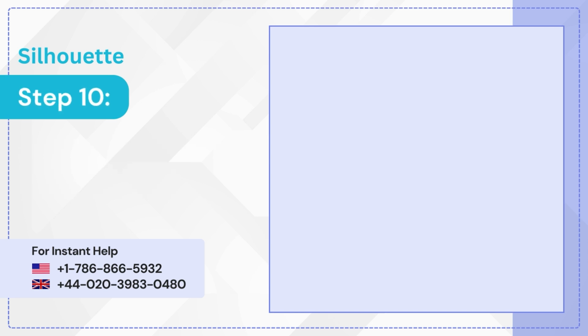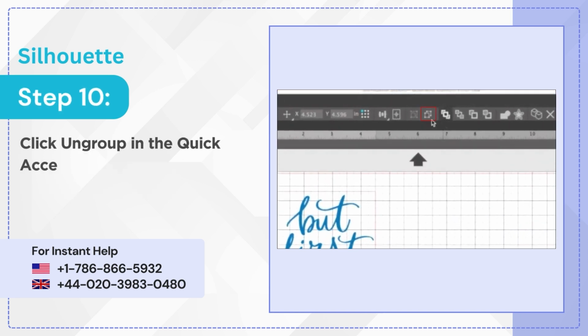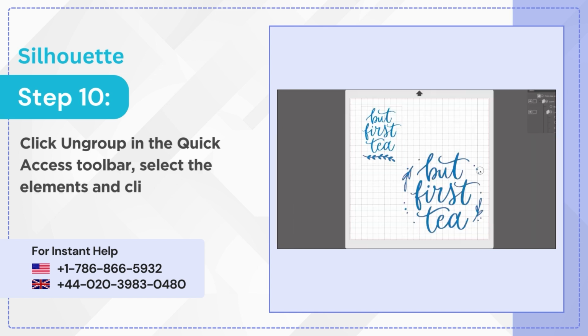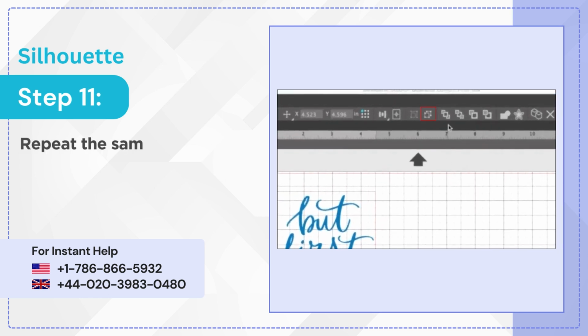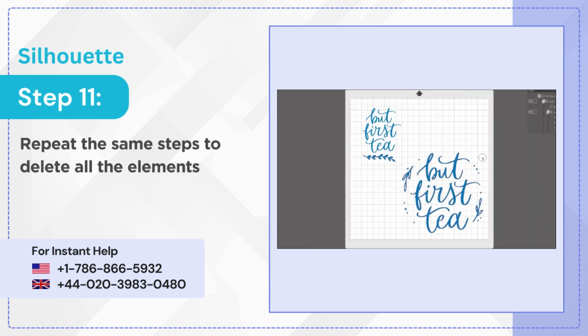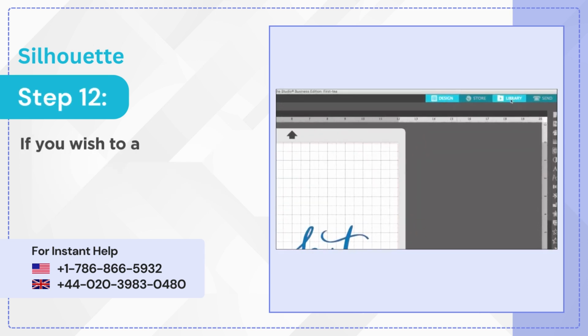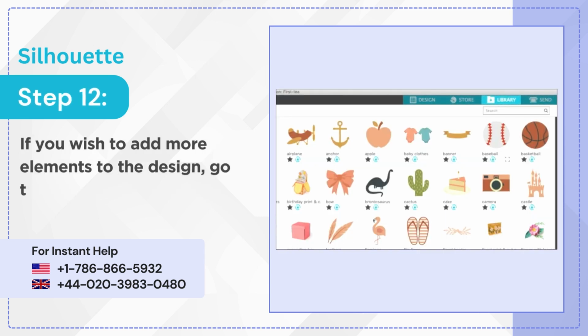Step 10. Click Ungroup in the Quick Access toolbar, select the elements and click the Delete button on the keyboard. Step 11. Repeat the same steps to delete all the elements you do not need in the design. Step 12. If you wish to add more elements to the design, go to the library, then search and select a design to use.